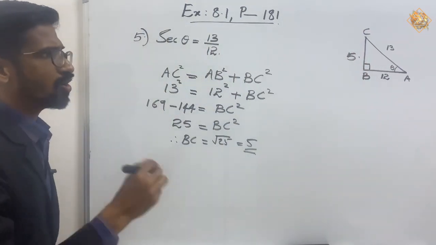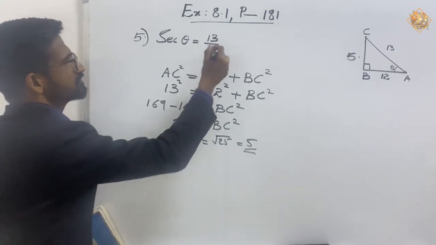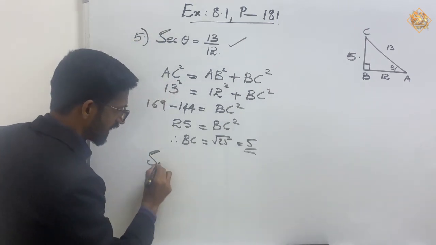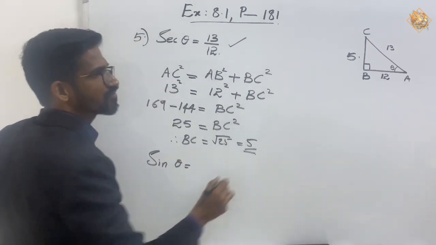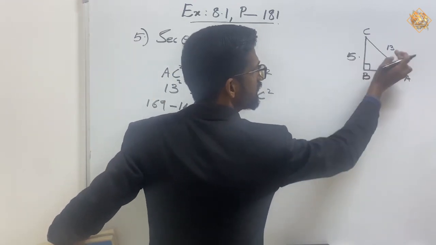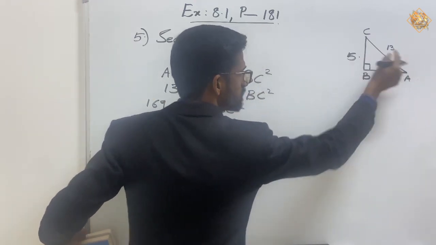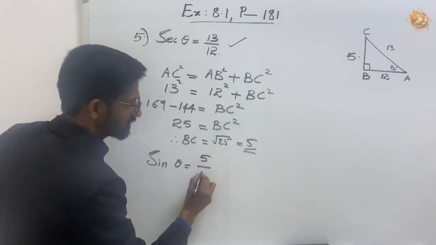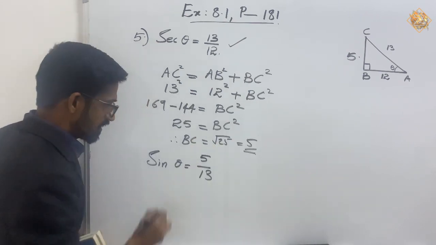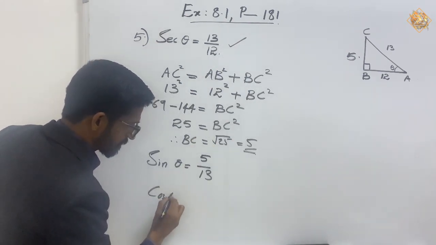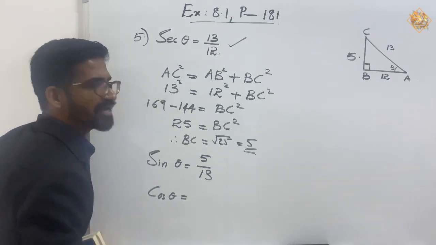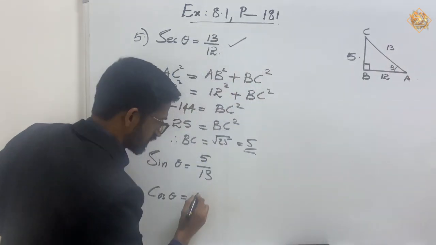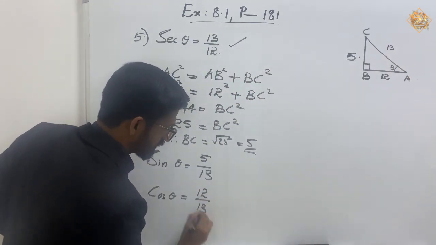Now, we got BC, it is 5. Finally, what's the question? Find all other trigonometric ratios, isn't it? So now sec is given. So the remaining trigonometric ratios are what? Sine theta. So from here, sine theta, it is opposite by hypotenuse, isn't it? Sine theta, it is opposite by hypotenuse, by definition, opposite by hypotenuse. So that is 5 by 13. Next, it is cos theta. By definition, it is adjacent by hypotenuse. So here is theta, so adjacent it is 12. By hypotenuse it is 13. So that is 12 by 13.